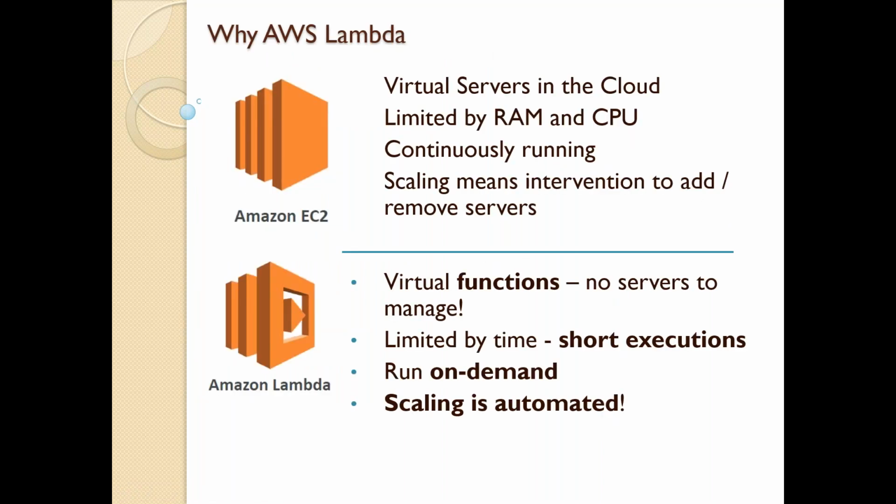So why we need to use Lambda, when we need to use it, we need to know. EC2 we need to know. EC2 is nothing but your virtual servers in the cloud. They are limited by RAM and CPU. So it depends upon the instance type that you select. If you select a T2 micro, you will get one CPU, one GB of RAM. If you select a bigger system, you will get bigger. So based on that, it will vary.